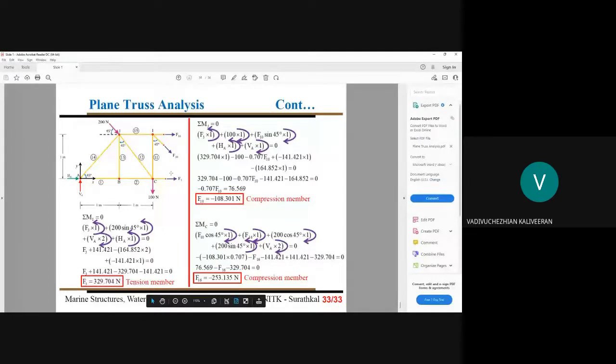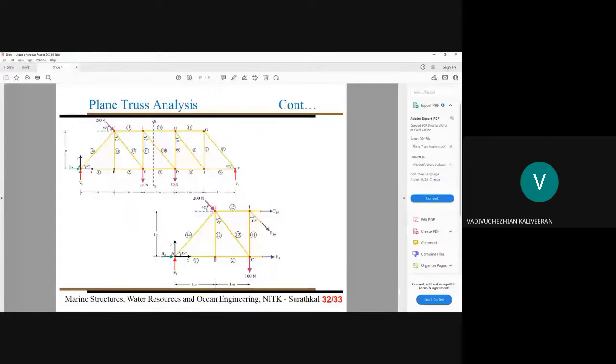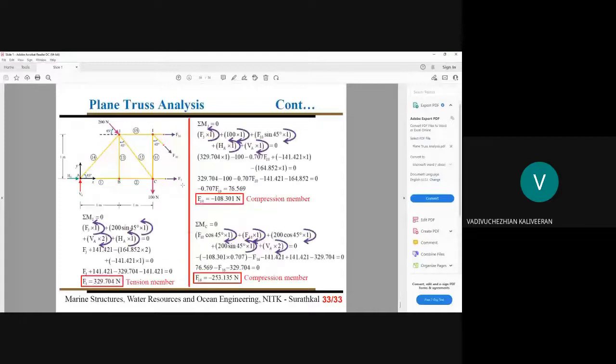In this case, I don't want all those member forces. I specifically want only those three members, like IH, FIH, FID, and FCD. So we are also noting those as F16, F10 and F3.